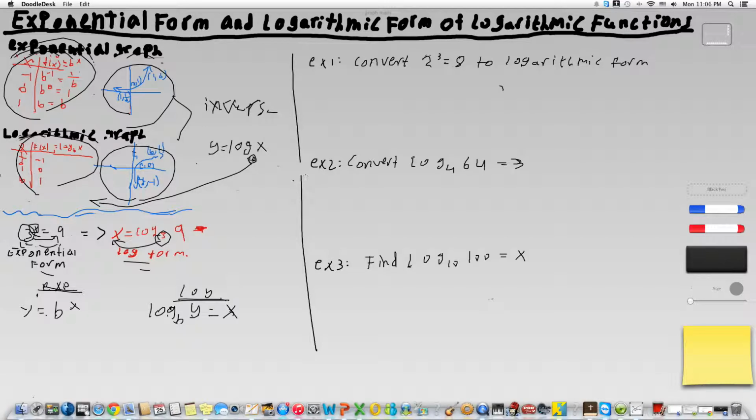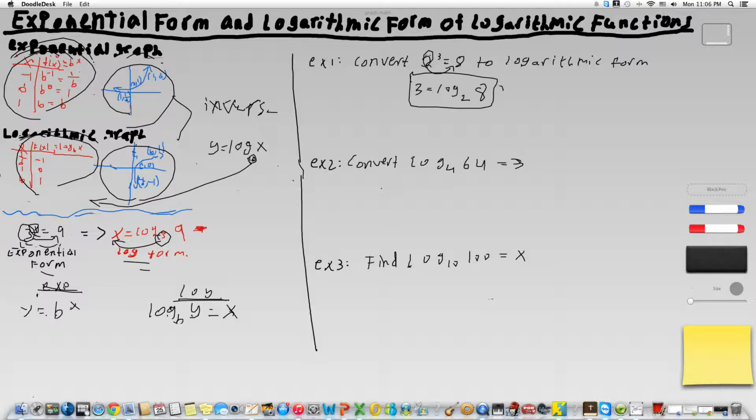So now that brings me to my next example, number 1. It says convert 2 to the power of 3 equals 8 to logarithmic form. So for this problem, it is asking us to convert the exponential form to a logarithmic form. If you remember, the base will move to the other side of the equation. In this case, the base 2 will move to the right side of the equation because it's the opposite side. So first, the word log will be added, and then the base 2, then the 8. So this will be your answer.